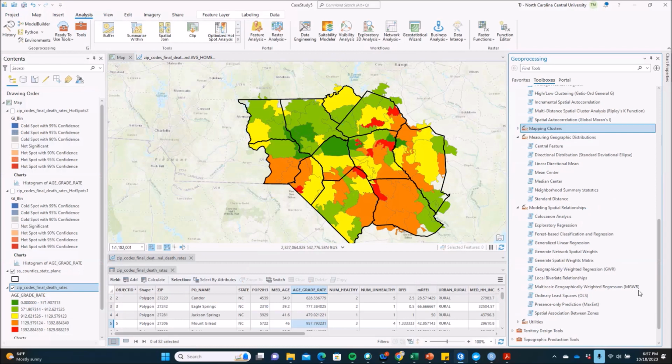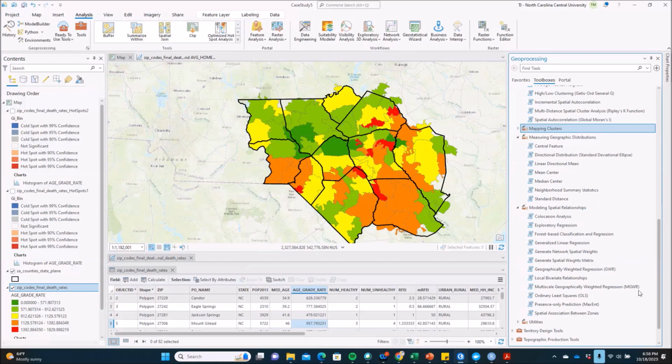Exploratory regression, which is going to be a little different than OLS. Generalized linear regression, bivariate relationships, geographically weighted regression. We'll talk a little bit about that, because all geographically weighted regression does is add another variable besides all these other ones, related to location. And so you can see the 10 or 12 of these tools here. I've probably used 2 or 3 of these. To be honest with you, these tools are always increasing.